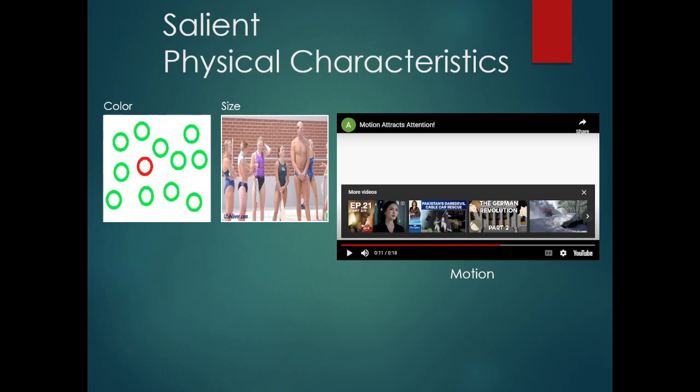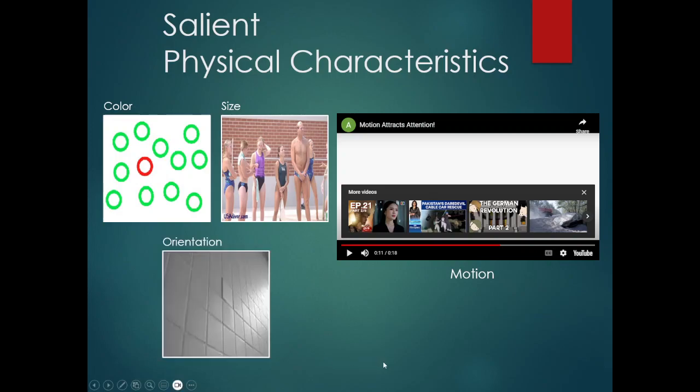Size is another factor that pulls our attention. So here I found a group of kids, they're all the same size except for one of them is much taller. So that person is the one who's going to pull our attention. The one who's much different in size. It could be everybody's the same size and one is much smaller, and that would catch our attention. So size can be another factor that'll pull our attention.